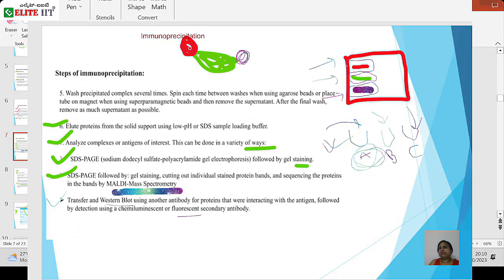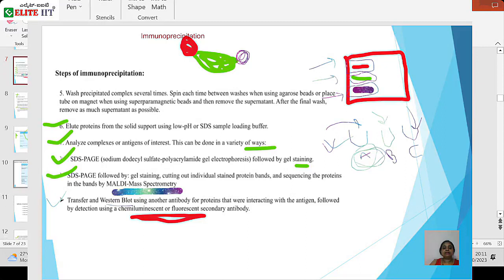fluorometer, fluorescent spectrophotometry, no, fluorometric method. Through the fluorometric method you can identify the fluorescent compound. Okay, so these are identification processes. Radioactive compound may be attached, or chemiluminescent compound, or fluorescent compound, or an enzyme may be attached. Okay, so in this way you can identify your sample. Clear?